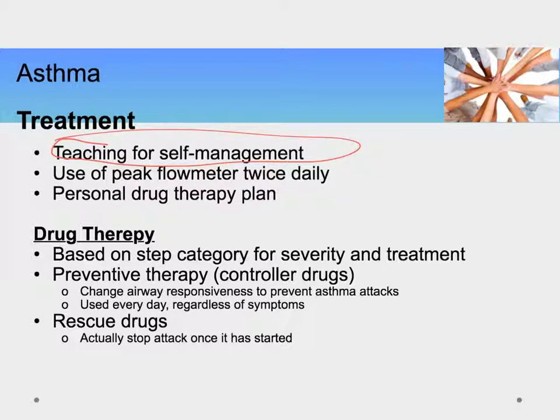If pets are their trigger, they need to really try to stay away from pets the best they can. If stress is their trigger, try to avoid it. Not always easy, but it's really something they can attempt to do. It's important to identify those triggers so that we can treat them a little bit more effectively.